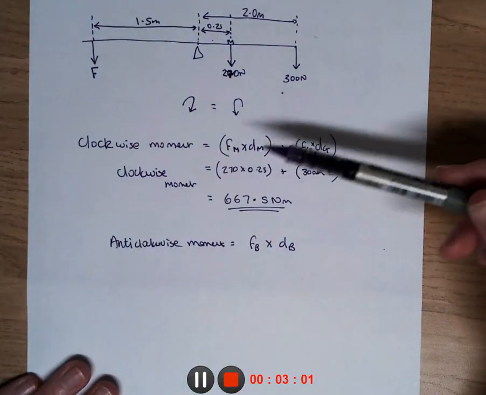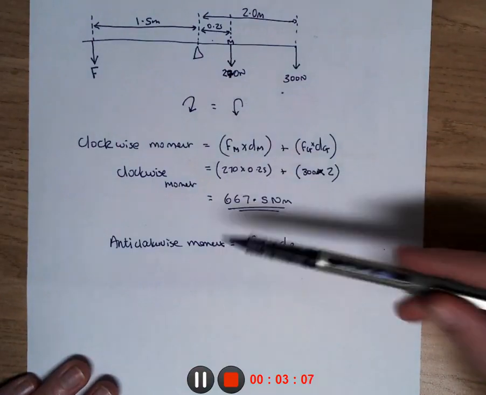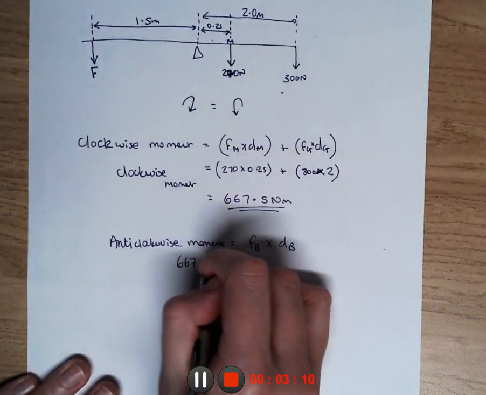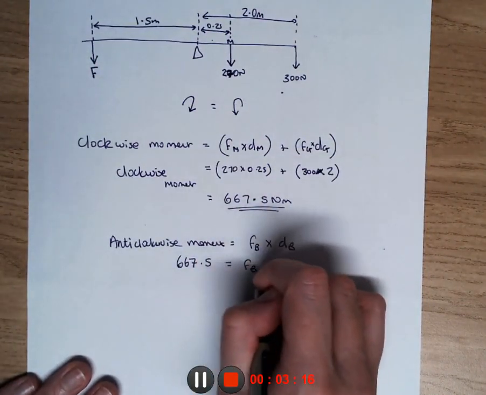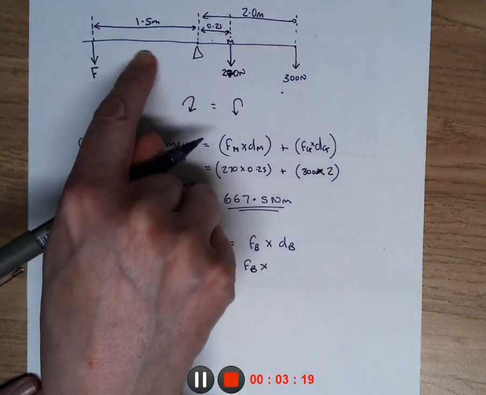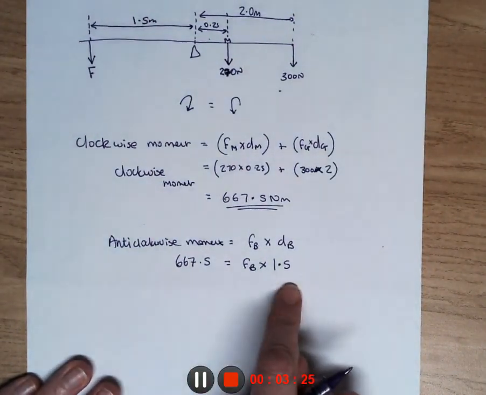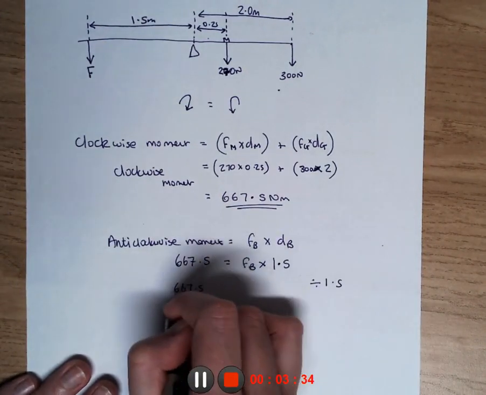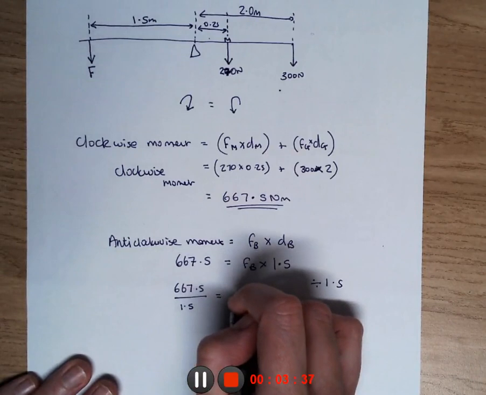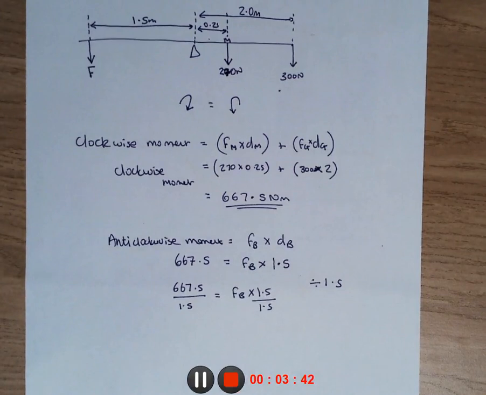We know that the clockwise moment equals the anti-clockwise moment. So I've figured out the clockwise moment here, so I can substitute that value here, because we know it's balanced, so these two are going to be the same. We don't know the force of the boy, but we do know that he is at a distance of 1.5 meters from the pivot. Okay? I now need to get rid of this 1.5 here, so I'm going to divide both sides by 1.5. So I get 667.5 divided by 1.5 equals FB times 1.5 divided by 1.5. So I've divided both sides by 1.5.